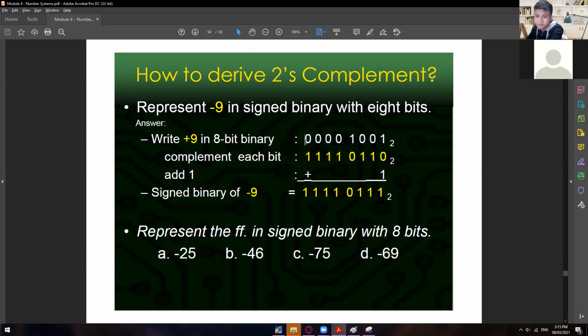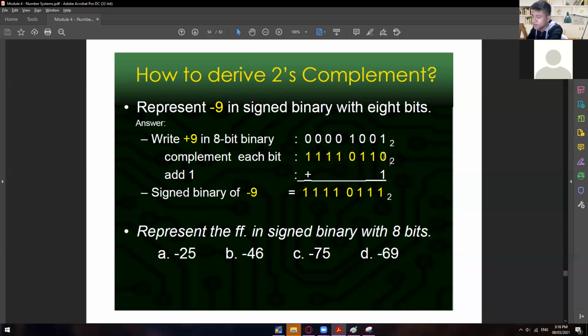Hello? Are you still there? All right. And then the second step that you need to do is apply the complement. When you say complement or 2's complement, the 0 will become 1 and the 1 will become 0. So 1 will become 0, 0 will become 1, 0 will become 1, 1 will become 0, and then all of those zeros will become 1.